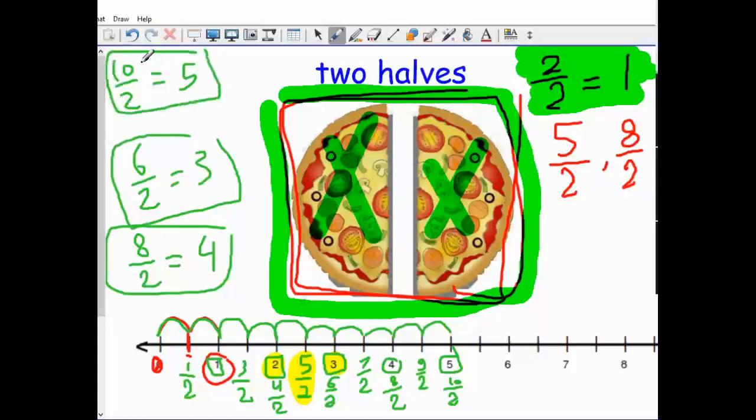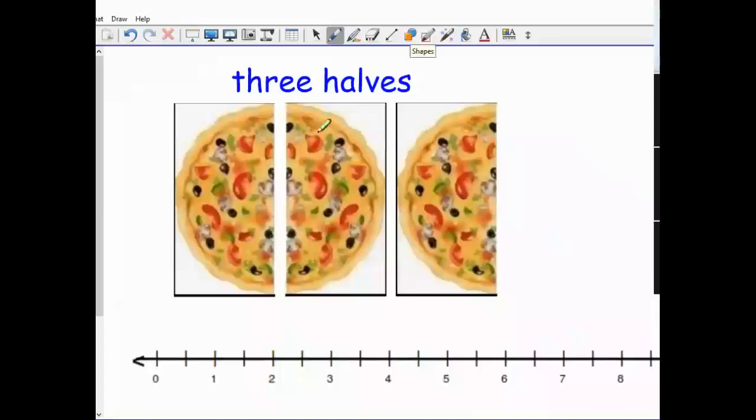If you divide 10 by 2, how many 2's are in 10? There are 5 2's. So 10 divided by 2 equals 5. It is the same as division. So 10 halves equals 5, and 10 divided by 2 equals 5. So a fraction is the same as division. Let's move forward. I have 3 halves here. 1 half, 1 half here.